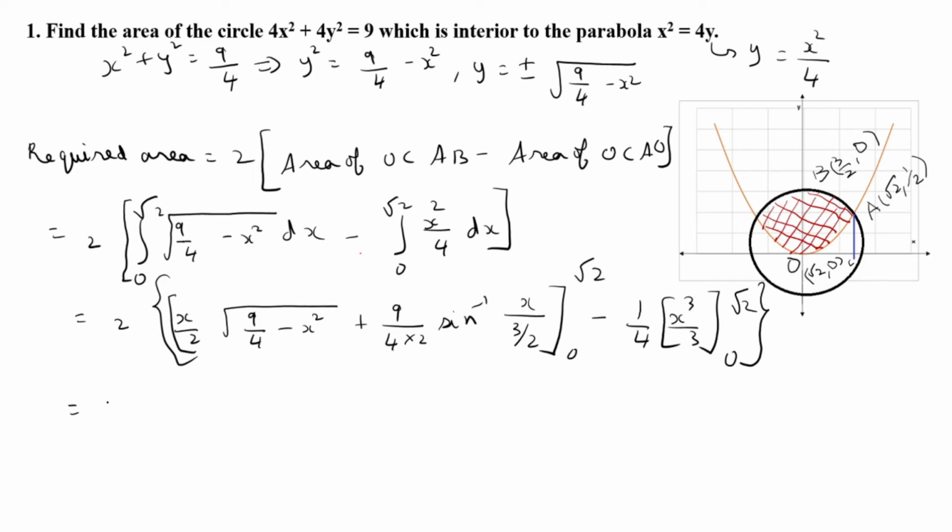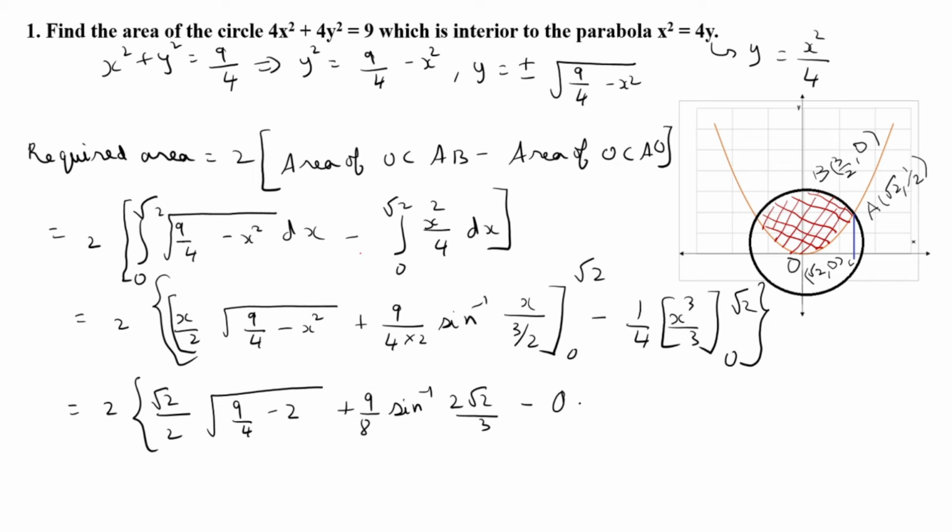So this is equal to 2 into root 2 by 2 root of 9 by 4 minus root 2 square is 2, plus 9 by 8 sine inverse of 2 root 2 by 3, minus, when we substitute the lower limit it will be 0 by 2 which is 0, and minus sine inverse of 0 is again 0.